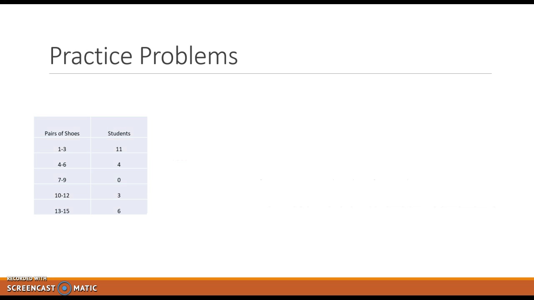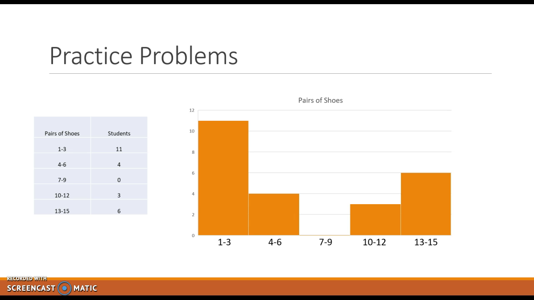You should all have completed the histogram representing the number of pairs of shoes owned by students in this math class. We determined that the interval for each of these graphs would be 3, and it should start at 1 and end at 15. Here is what the histogram should look like. You can see that the numbers across the bottom are continuous and there are no gaps between the bars. You can see between 7 and 9 there are 0 students, so we have to show that with just the gap showing 0. That interval is 0.